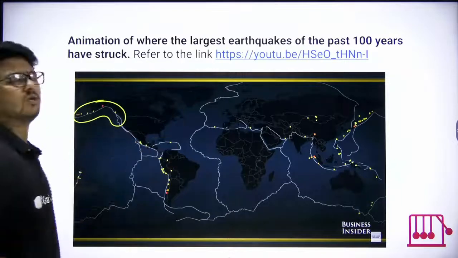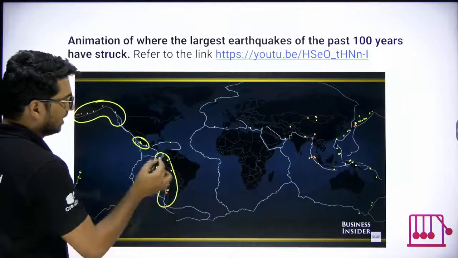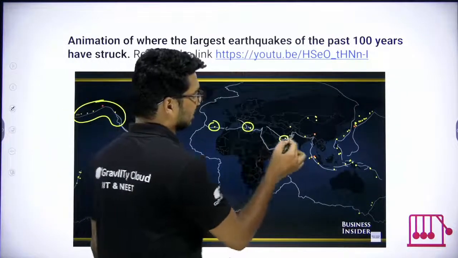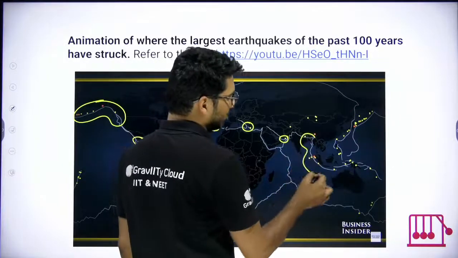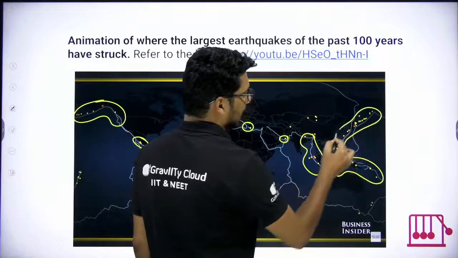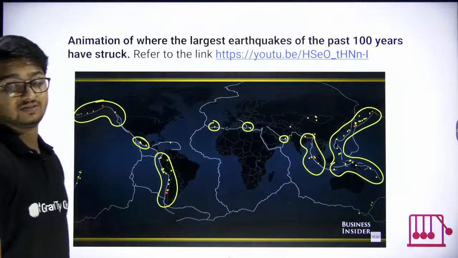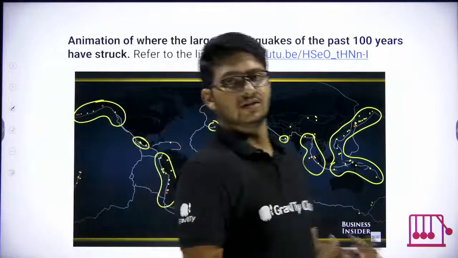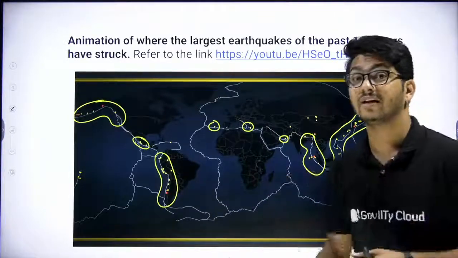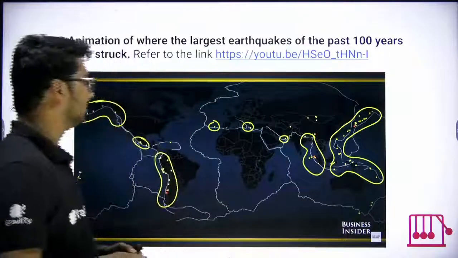All of them, almost all of them have occurred on the boundary of the plates. Yes or no? Boundary of the plates. You can clearly see them. And I am not saying all of them, I am saying almost all of them have occurred where? On the boundary of tectonic plates. So that shows that shaking of Earth's crust is because of tectonic plates colliding against each other. Okay? Good.